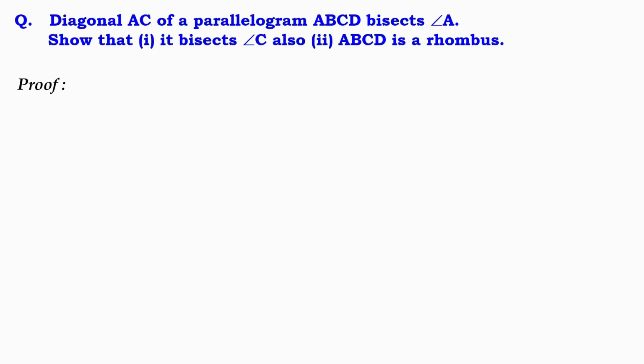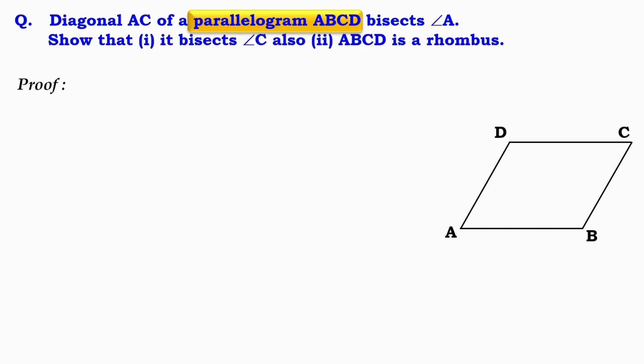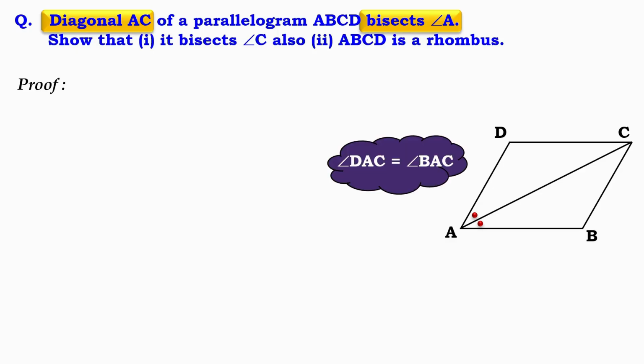So that type of parallelogram will now become a rhombus. Okay. So let's take a look at how to prove it. Let us draw the parallelogram first. Okay, so this is parallelogram ABCD. What is given? That diagonal AC bisects angle A. So AC is dividing angle A into two equal angles. So that means angle DAC equals angle BAC. So this is given.